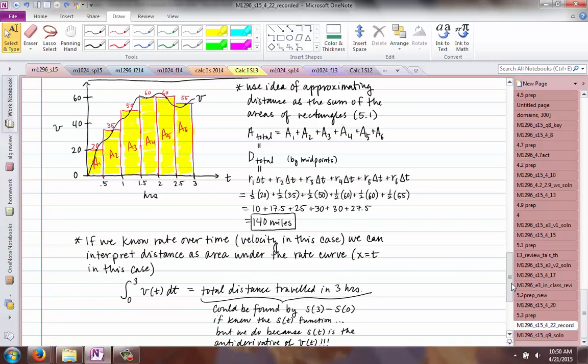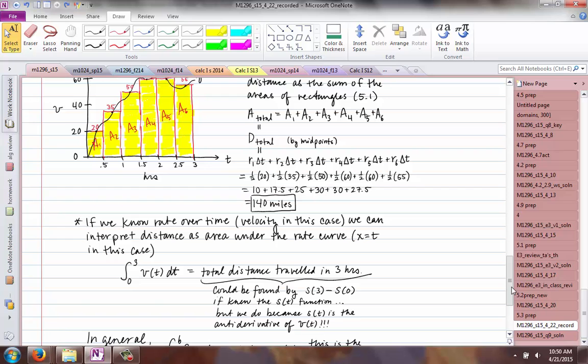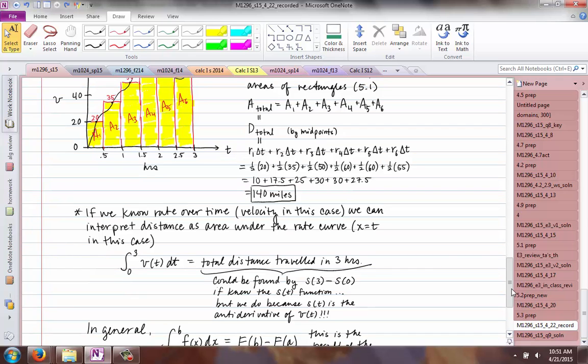So we're going to get to that connection a little bit. It says if we know the rate over time, velocity in this case, we can interpret distance as area under the rate curve. In this case, we have x is equal to t. So look at this in symbols. The integral from 0 to 3 of the velocity function is equal to the total distance traveled in those 3 hours. So this could be found by taking your position function, evaluated at t equals 3, minus the position function evaluated at t equals 0, if you knew the position function.